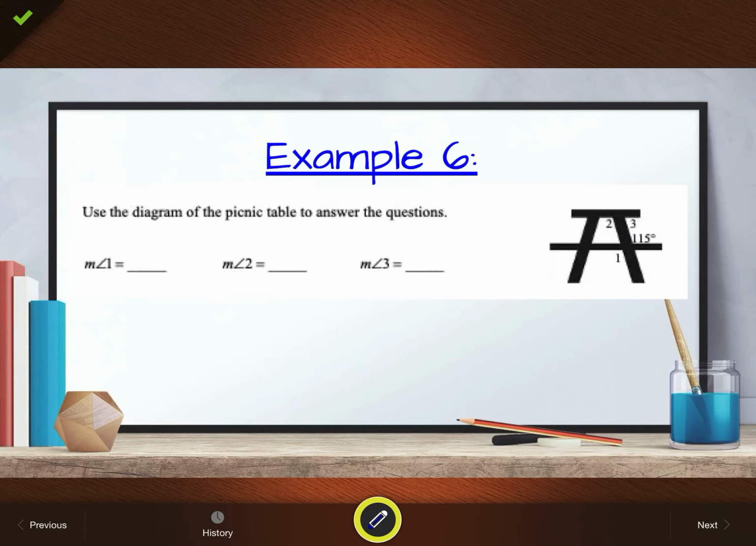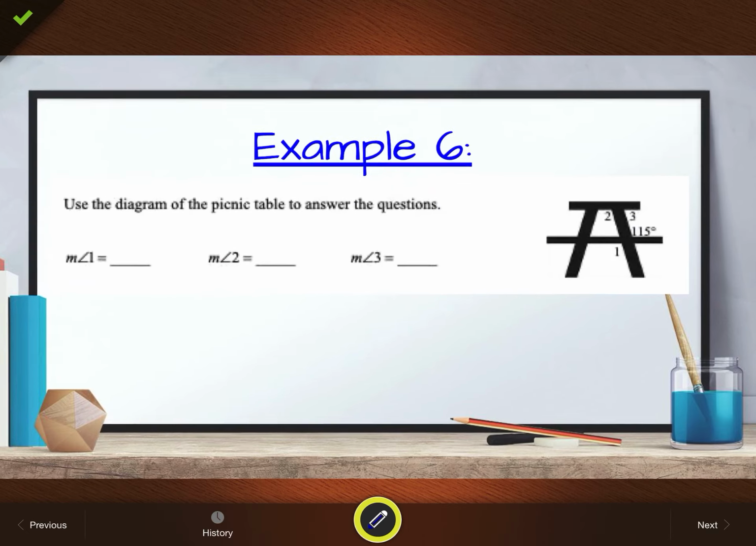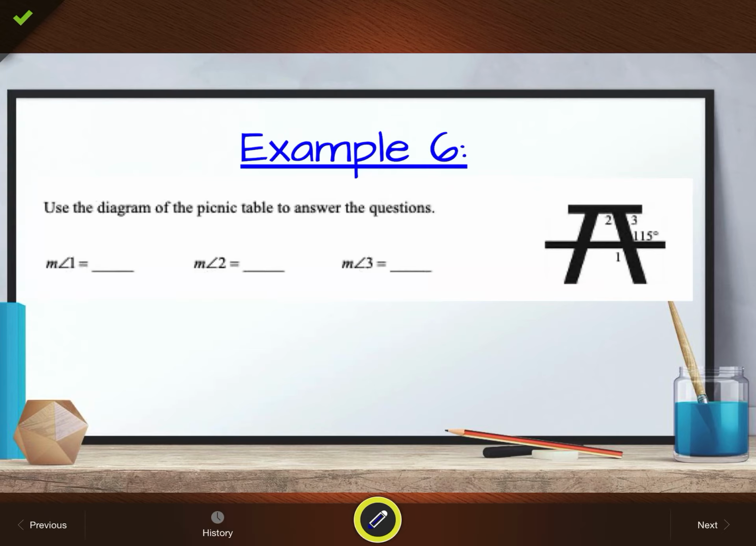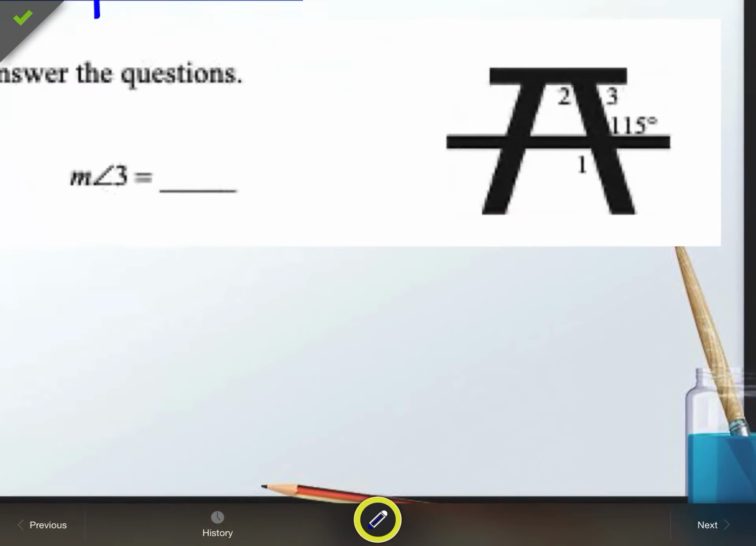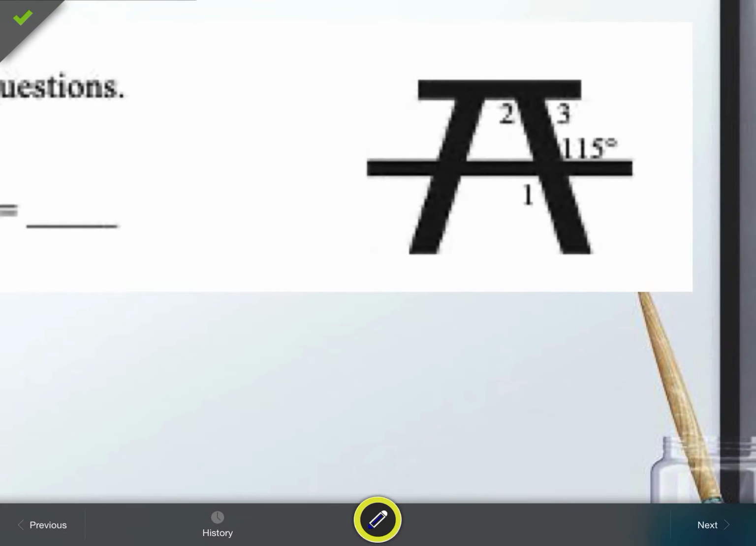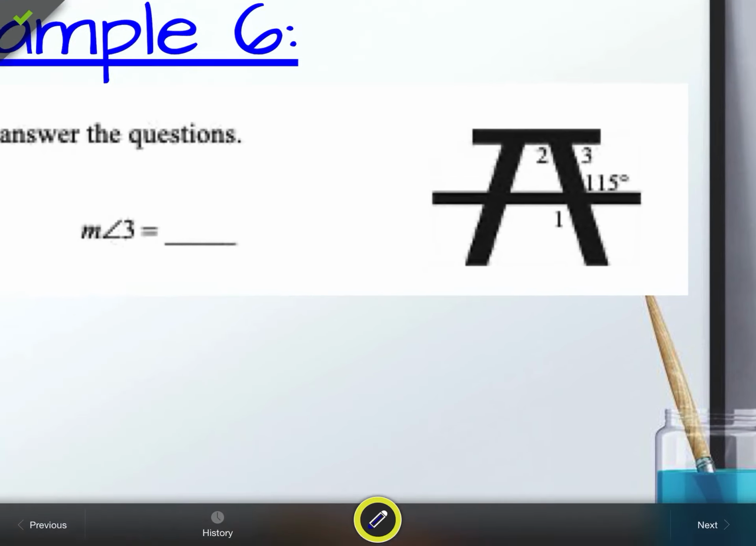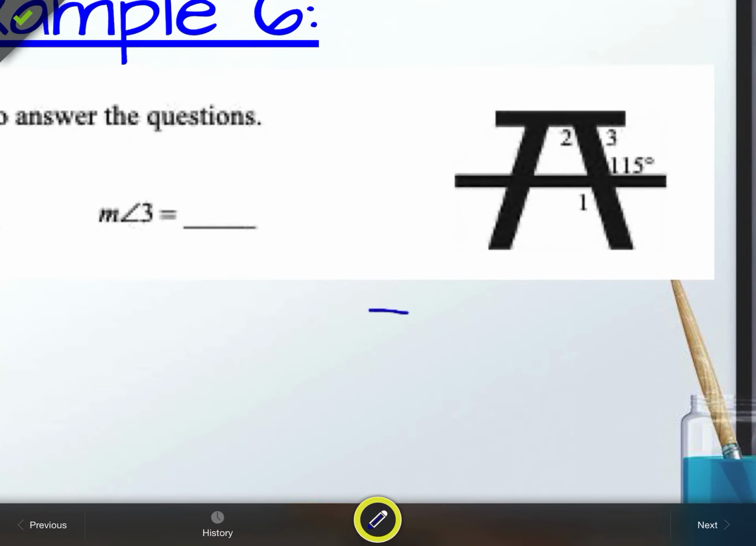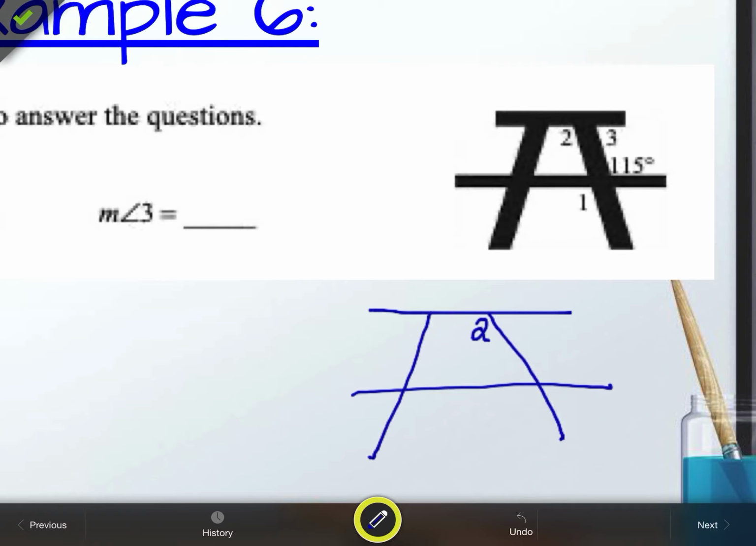All right. They are also going to give you what they like to call real-world problems with parallel lines, so that's why I threw this one on here. Use the diagram of the picnic table to answer the questions. And they want the measure of angle 1, measure of angle 2, measure of angle 3. Now, this throws people for some reason because it becomes a picnic table instead of just some lines. If it bothers you or there's too much going on, what you can do is redraw it and make it easier to look at.